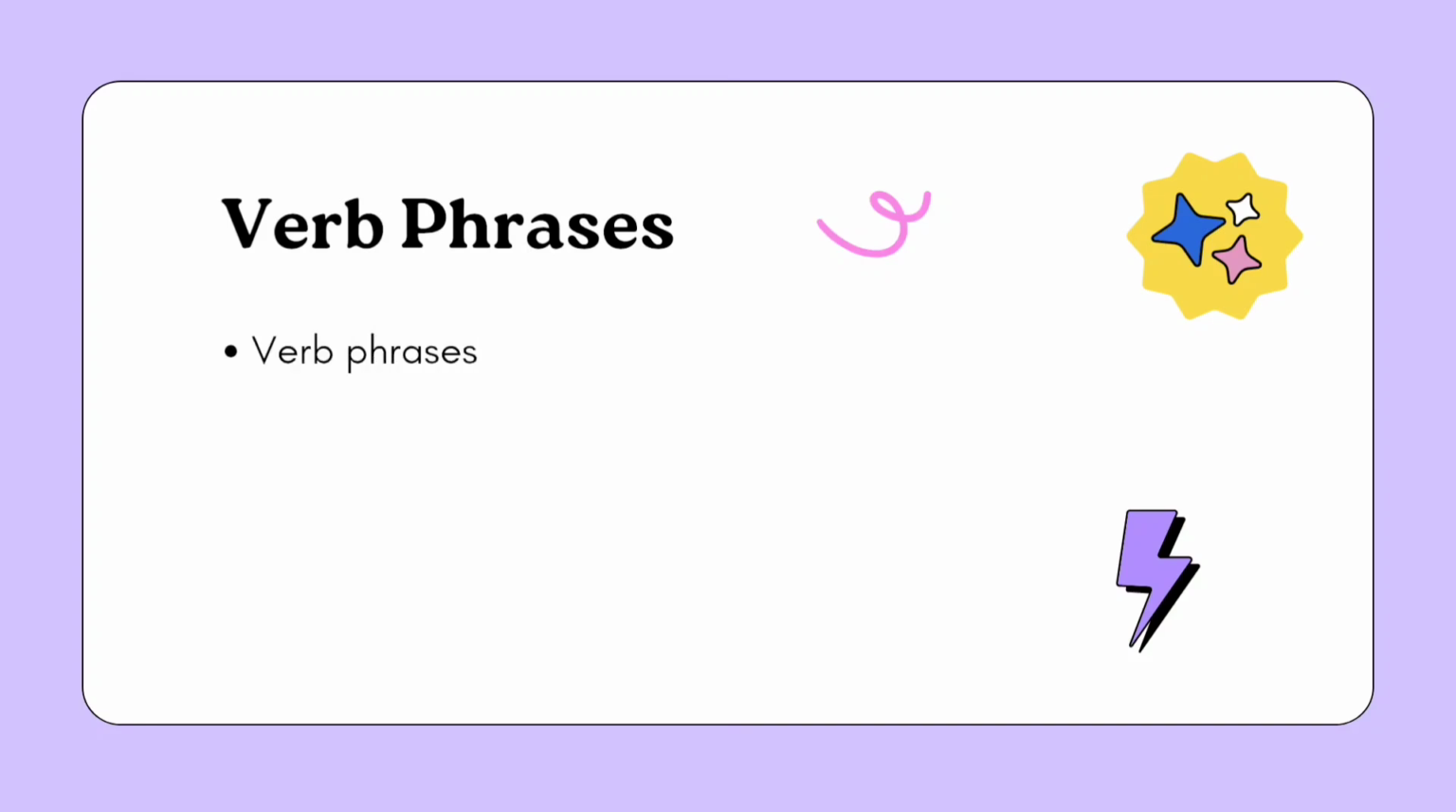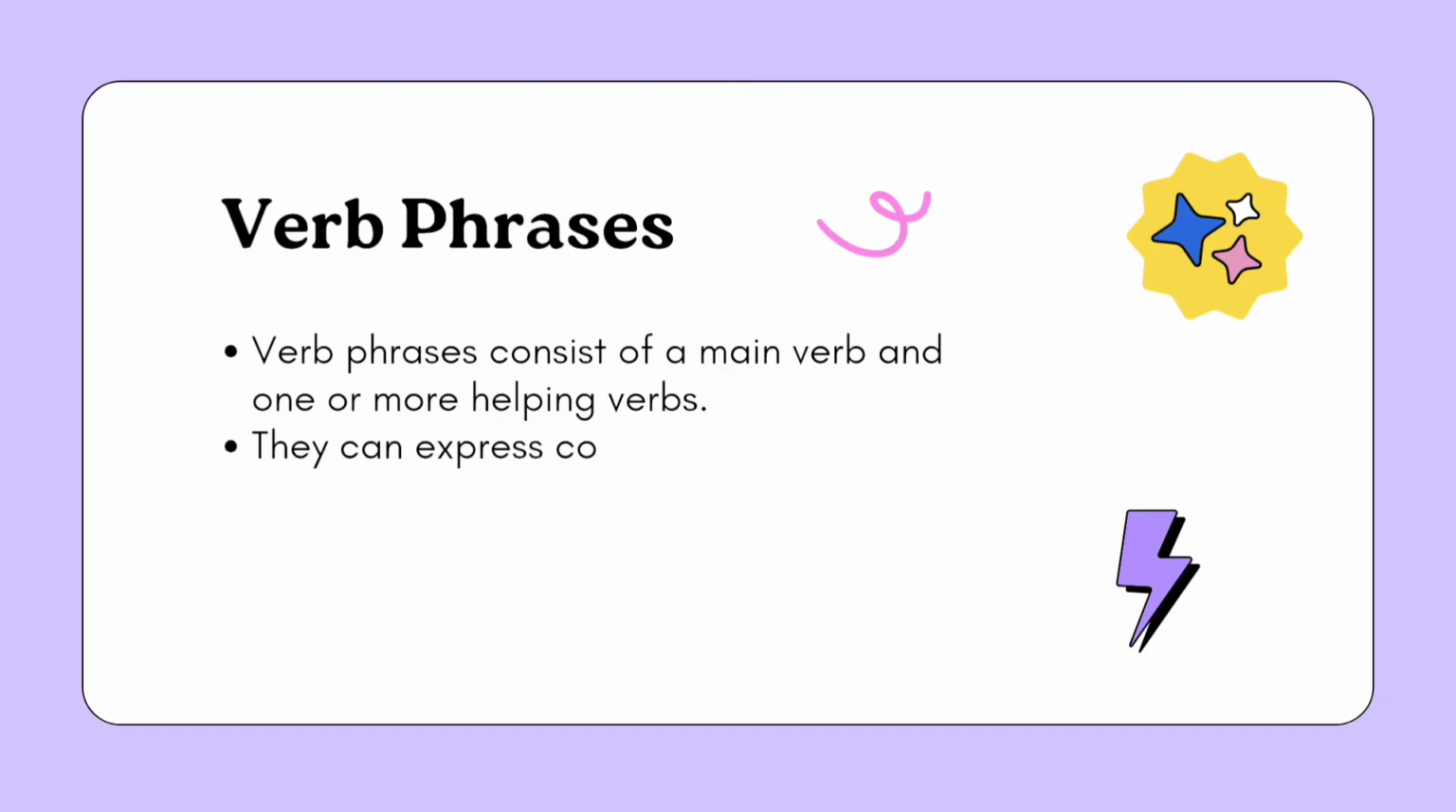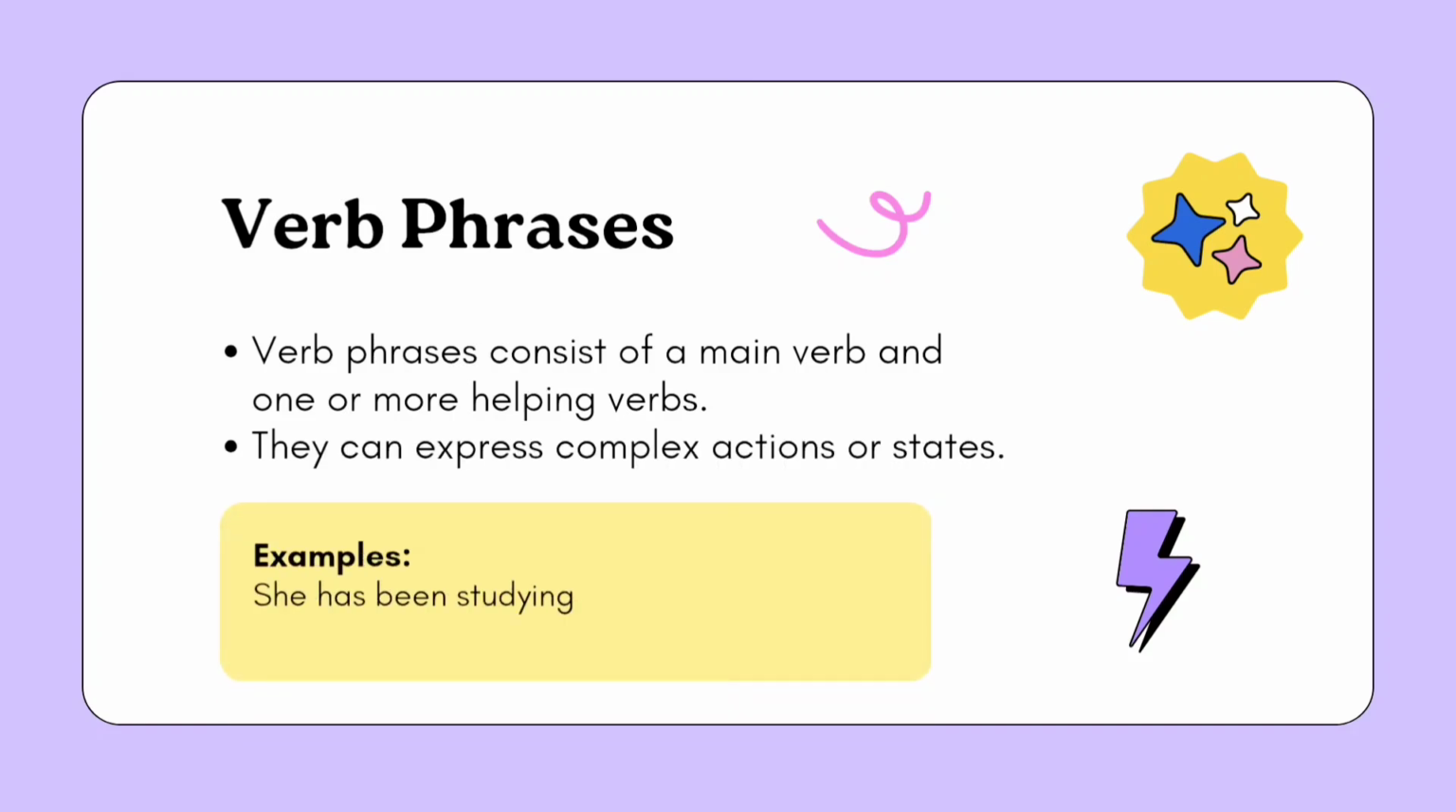Verb phrases. Verb phrases consist of a main verb and one or more helping verbs. They can express complex actions or states. Example, she has been studying all night. They are going to visit their grandparents.